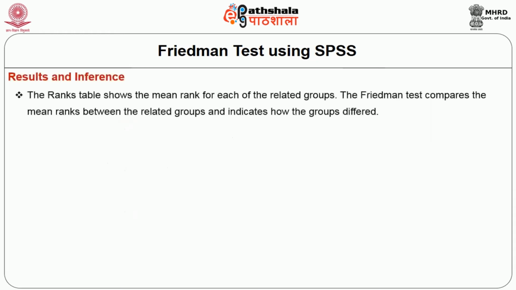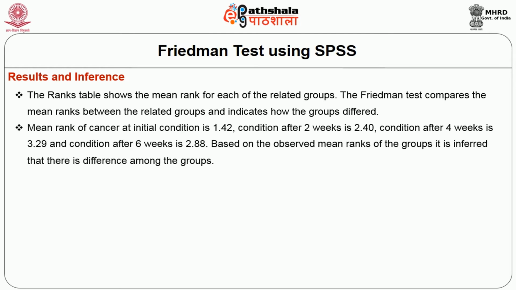The ranks table shows the mean rank for each of the related groups. The Friedman test compares the mean rank between the related groups and indicates how the groups differed. Mean rank of cancer at initial condition is 1.42 and after 2 weeks is 2.40, after 4 weeks is 3.29 and condition after 6 weeks is 2.88. Based on the observed mean ranks of the groups, it can be inferred that there is difference among the groups.